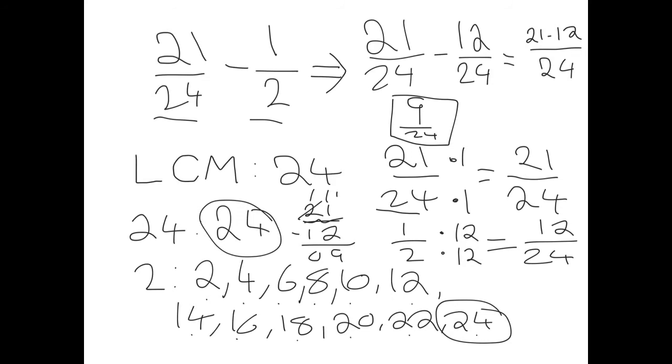But wait a second. This is not our answer. It can be divided again. 9 24ths divided by 3 divided by 3. And that is 8. And this one is 3. And our answer is 3/8.